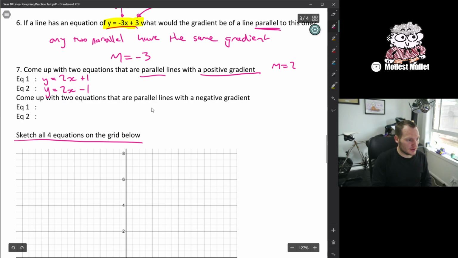The second bit of this question is asking for two equations that are again parallel, but this time a negative gradient. So I need a gradient that's negative, and they both have the same gradient. I'm going to pick m equals -1.